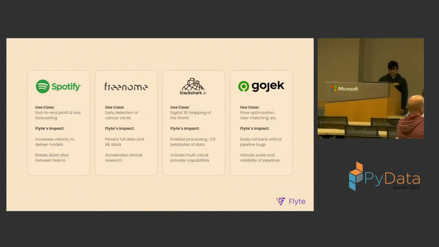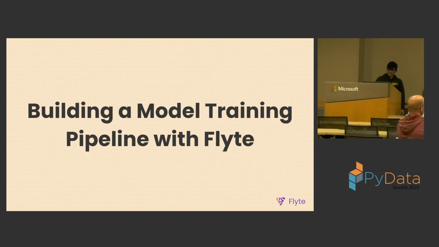Some people are using Flyte. Spotify does their accounting for forecasting. For those who don't know, it's doing early detection of cancer using ML. It's great using Flyte. Black Shark is doing 3D mapping of the world, processing a crazy amount of data. They also use Flyte. Kojak is doing price optimization and rider matching in Asia.